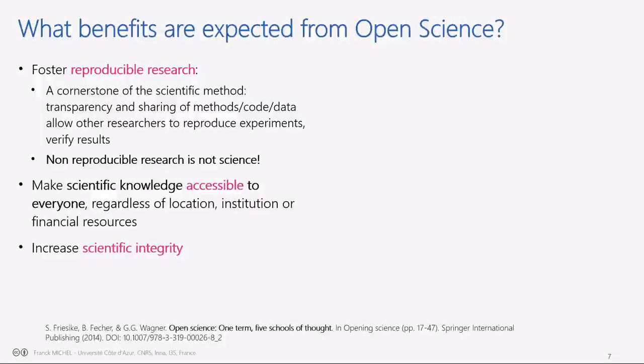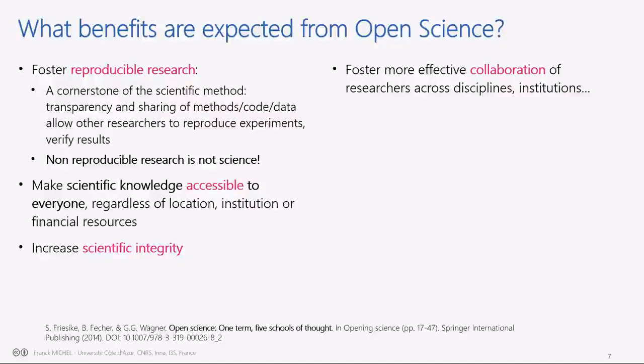What else? It's supposed to increase integrity. Well, if you share your code and your data at the time you publish your paper, presumably you wouldn't lie about what you've done because people will verify it. So the fact that your work can be reproduced by others forces you to be honest, scientifically, intellectually.